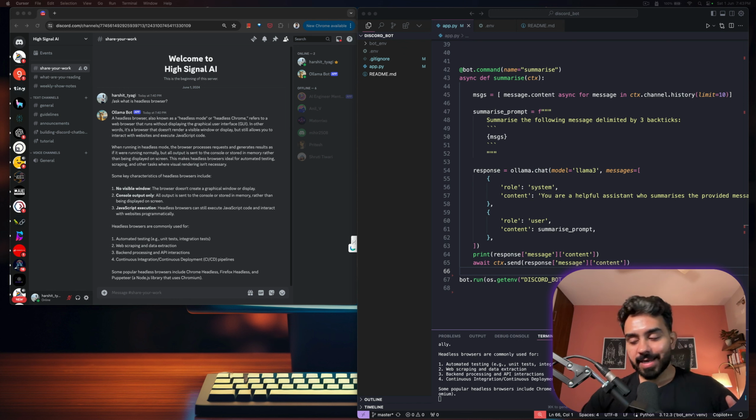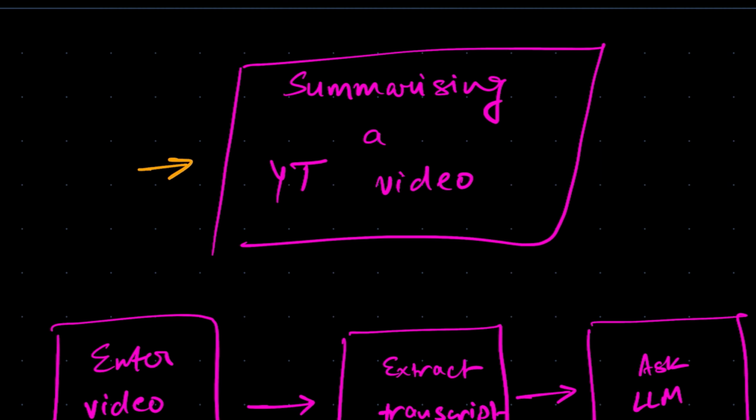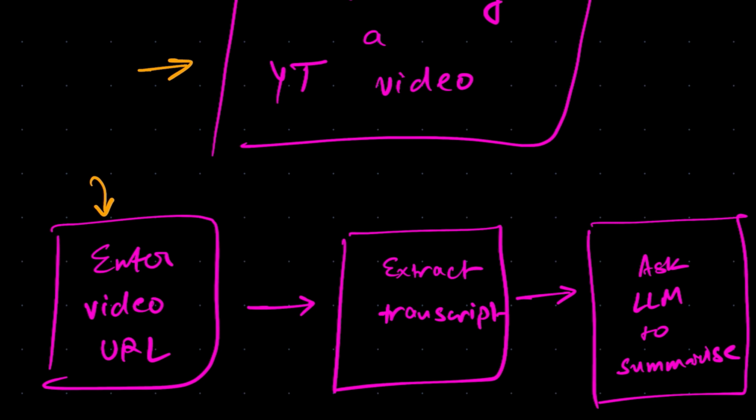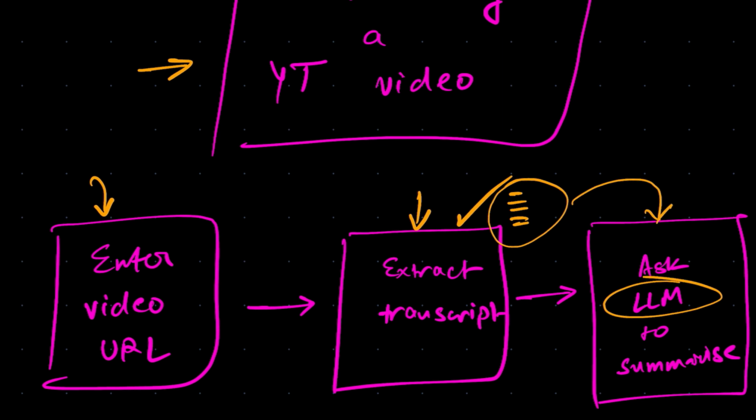Okay, let's look at it step by step. I have to summarize a YouTube video. Now to do that, I should first have the contents of that video. To capture the contents, first of all, I'll provide the video URL to the bot. The bot will extract the transcript. Once you have all of the transcript from here, you will pass it on to your large language model and give it the instructions to summarize the entire transcript.